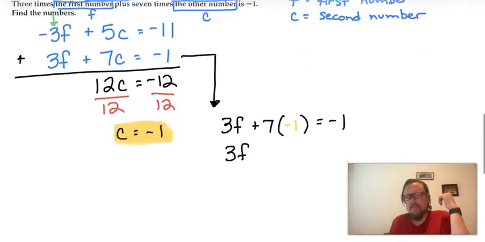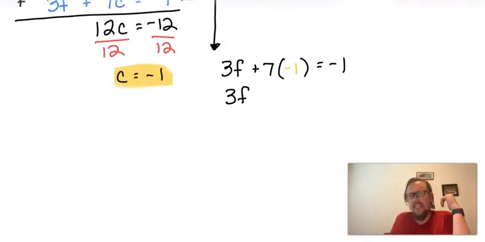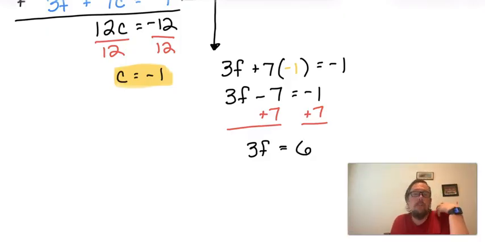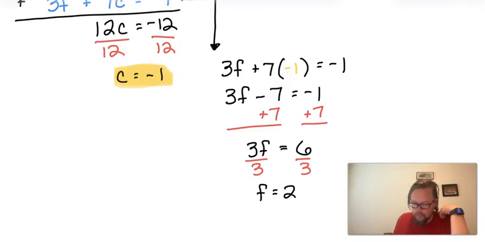It doesn't matter which one I substitute into, but if I can choose, I'm going to choose the easier one. So we've got 7 times negative 1, which is going to give us negative 7, so we can write plus negative 7 or just minus 7. And now we're 2 steps away from the answer. Let's use the addition property of equality to add 7 on both sides. Okay, so that's going to give us 3f equals 6. And then we'll divide both sides by 3 using the division property of equality. And that's going to give us f equals 2.